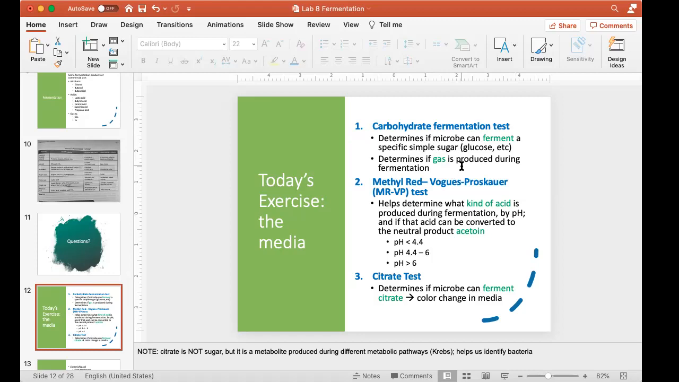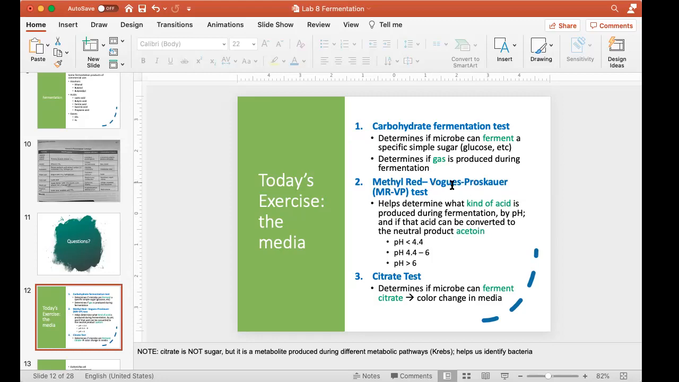The second test has a long name. It's called the Methyl Red Voges-Proskauer test. So, of course, these are the names of scientists that helped develop this test. I hate it when they name tests after people because it doesn't tell you what the test is about. This is actually more commonly referred to as the MRVP test. And these are two separate tests. In other words, there's a methyl red test and there's a Voges-Proskauer test, but we always run them together.